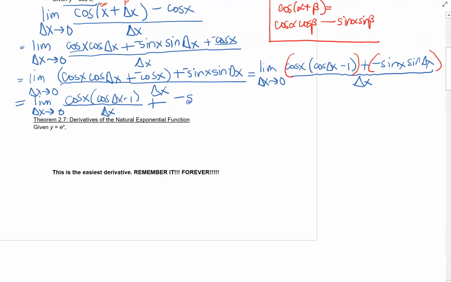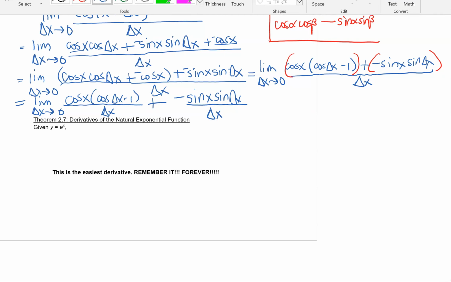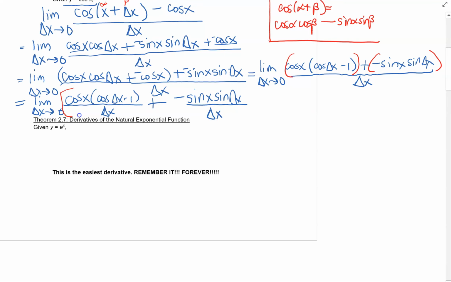So I have negative sine x times sine of delta x all over delta x. And then what I'm doing here is finding the limit of all of this. But you can see that I have multiplication going on, I've got addition going on, and then again multiplication. So the properties of limits basically say you can do the limits of all of those things separately and then multiply and add them at the end.